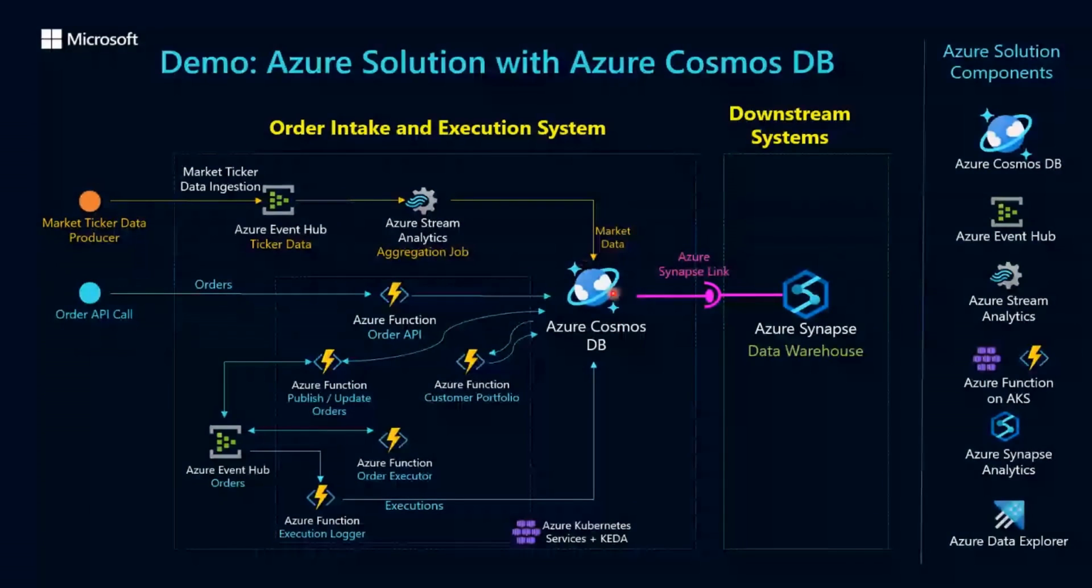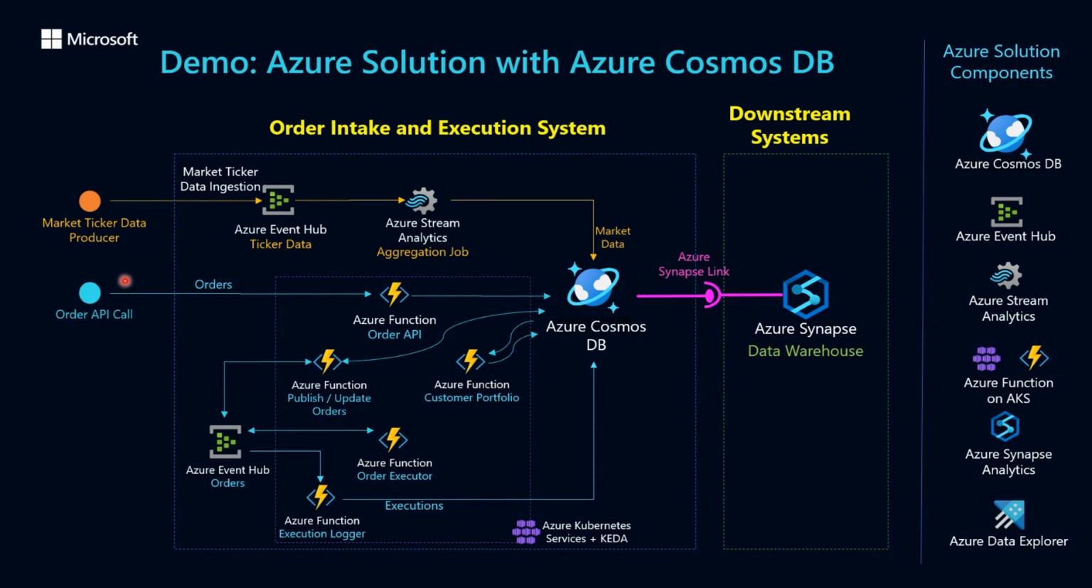In the first path, we are ingesting market data through Azure Event Hubs, which is our scalable messaging hub service, and consuming the data with Azure Stream Analytics and storing every 15-second ticker aggregation. In this case, minimum, maximum, average, and the last position in Azure Cosmos DB.